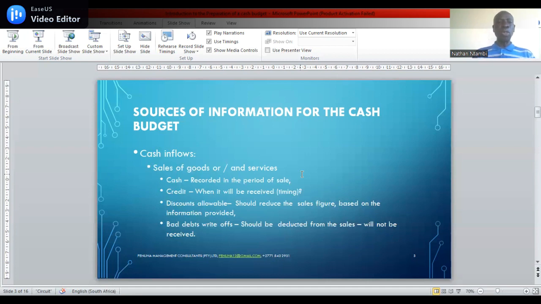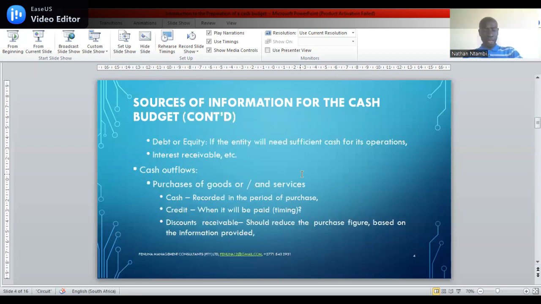Discounts allowable should reduce the sales figure based on the information provided. Bad debts written off should be deducted from the sales because the bad debts will not be received, and therefore they are not part of cash flows. Debt or equity. In this case, if the entity will receive or will need sufficient cash for its operation. Interest receivable, if there are any other investments where the business is receiving cash to finance its business.